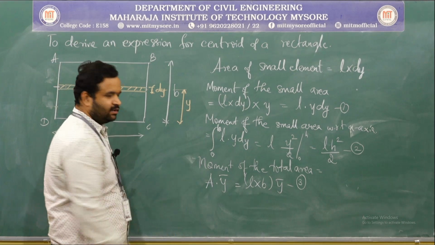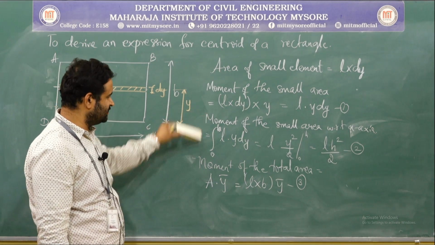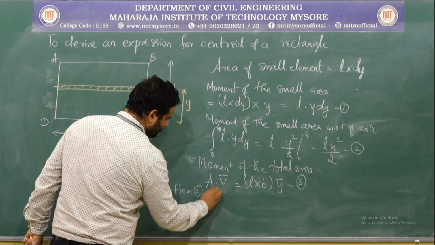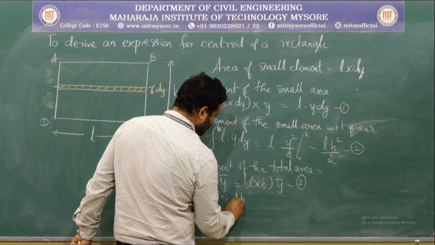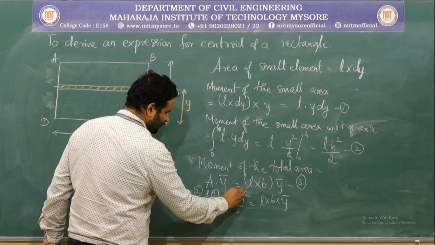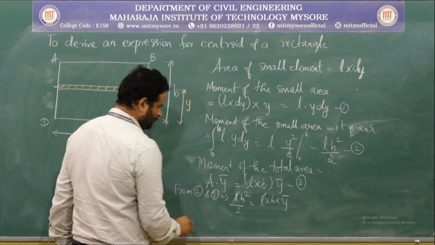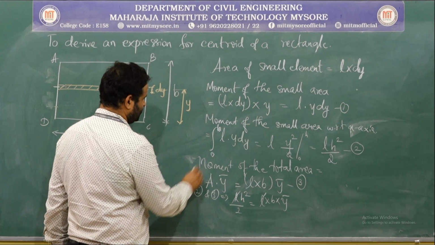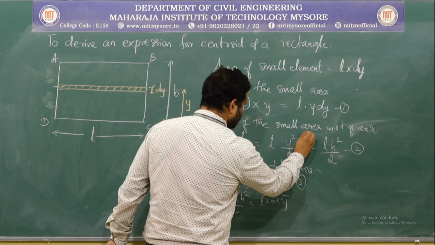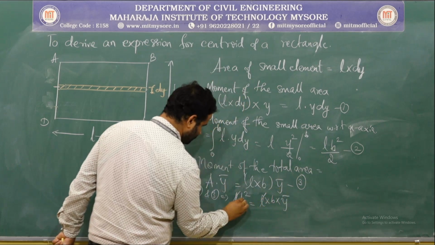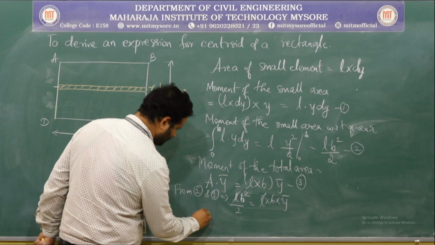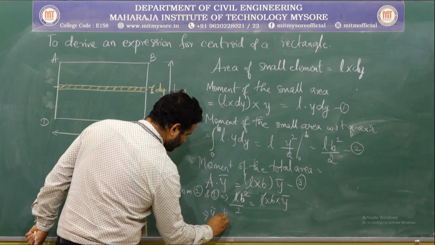Now, if you observe the left hand side of equations 2 and 3, we can easily say that it is equal. So, from equations 2 and 3, we can equate it. That becomes L B square by 2 is equal to L into B into y bar. So, L and L get cancelled, and B square and B get cancelled. That is left out with y bar is equal to B by 2.